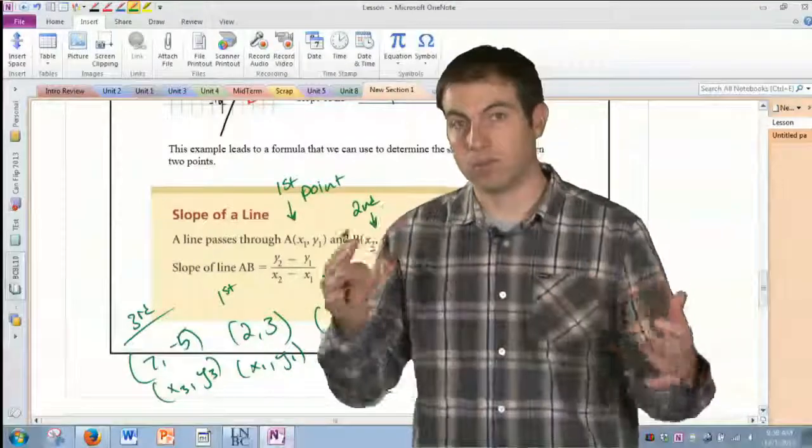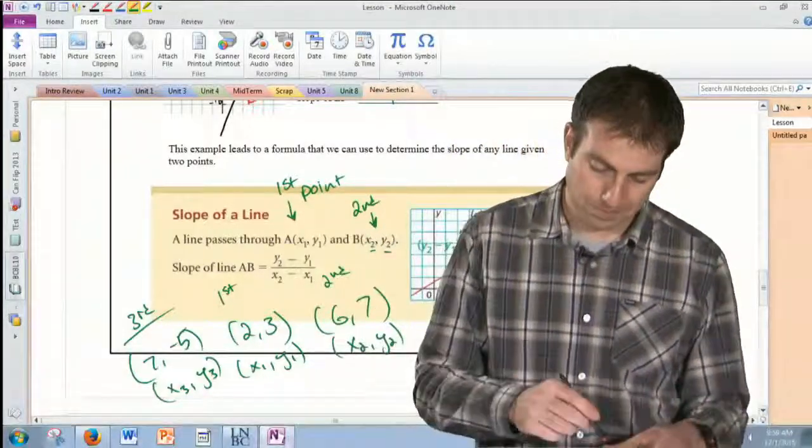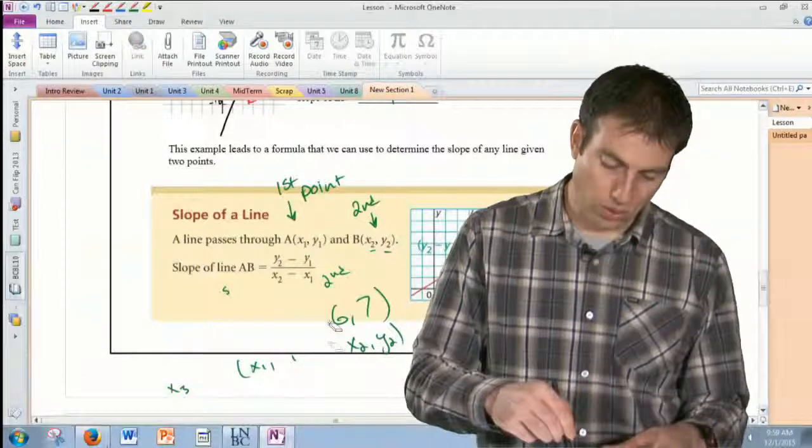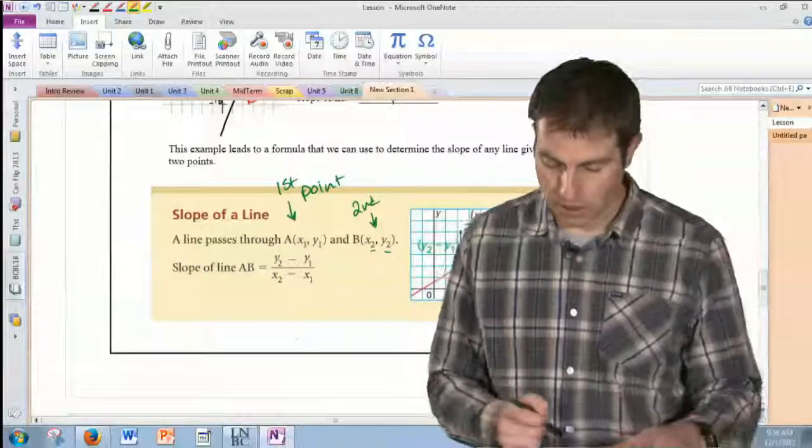Generally, for slopes of lines, we'll only have 2 points. That's all you need to find the slope. So hopefully that clarifies that. I know it can be a bit of a strange thing.